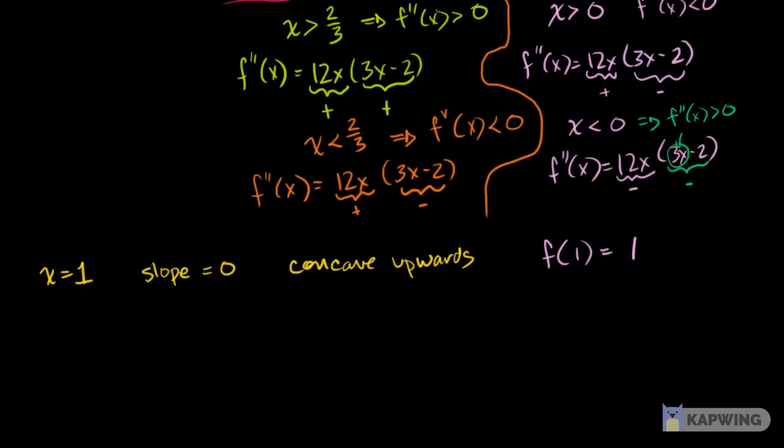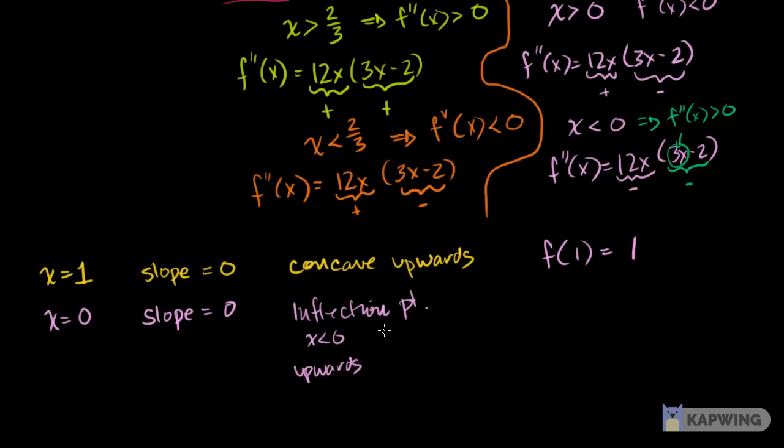And then we know at x is equal to 0, we also figured out that the slope is equal to 0. But we figured out that this was an inflection point, right? The concavity switches before and after. So this is an inflection point. And we are concave upwards below 0. So when x is less than 0, our second derivative is positive. And when x is greater than 0, we are concave downwards, not for all of the domain, just right above 0.